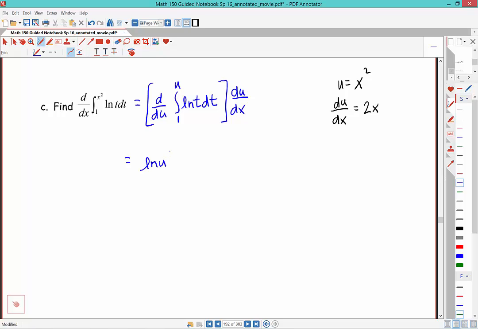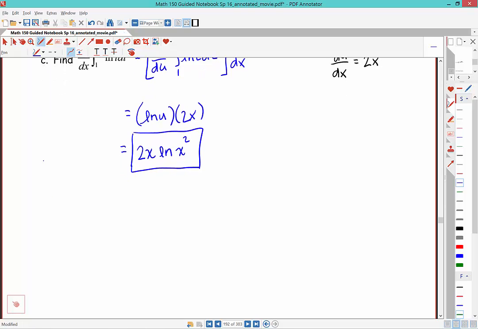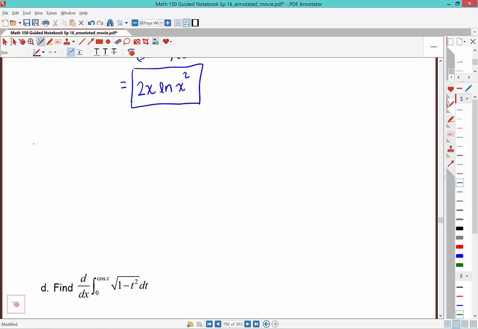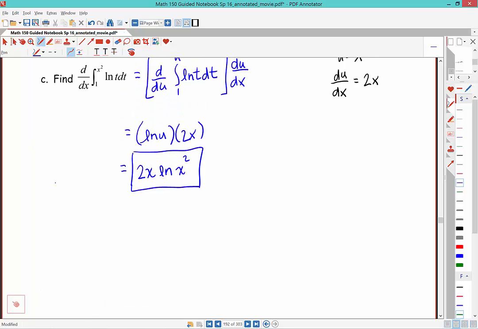And we're done. And a problem like that at this point in your math life, you don't have a formula for the integral of natural log of t dt, right? So this is definitely something you'd need to use the fundamental theorem on. You couldn't figure out the integral and then differentiate. Okay, so what about this guy?